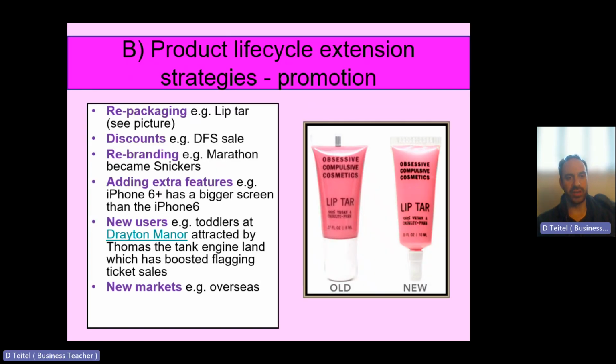Product lifecycle extension strategies for promotion: you can repackage. You can offer discounts, which is another way of trying to keep things going. You can rebrand. So Marathon became Snickers. Adding extra features, like the iPhone 6 Plus has a bigger screen than the iPhone 6. You can target new users, like toddlers attracted by Thomas the Tank Engine Land, which has boosted ticket sales. And then we've also got the new market.